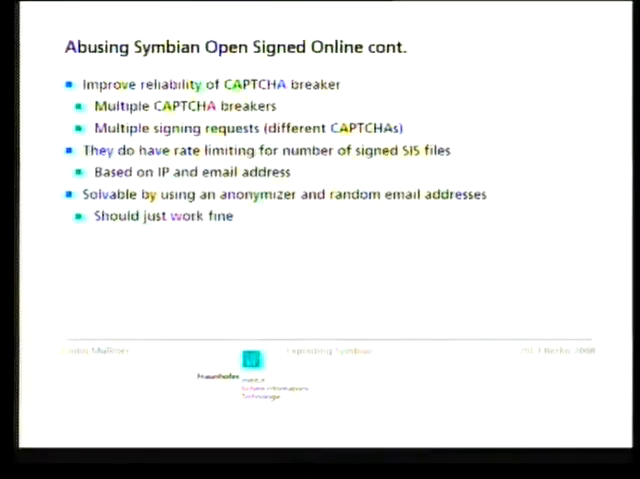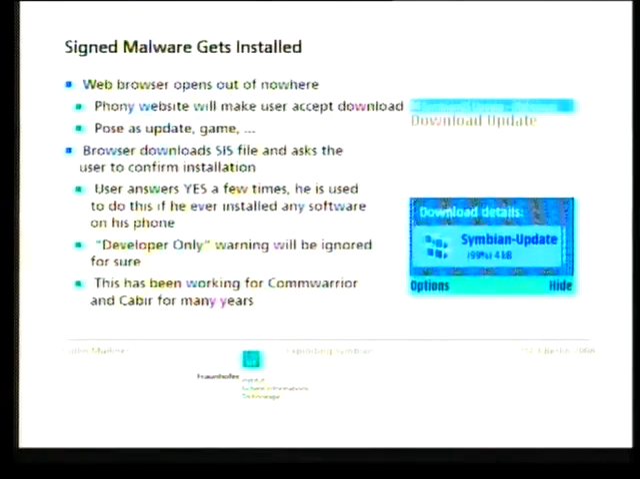So of course, yeah, the captcha breaker is not too good. So you can just go and use multiple captcha breaking libraries or services, or just do multiple requests. Symbian has some rate limiting, I think by IP and email address, but that shouldn't be a problem, I guess. And then after the malware is signed, the web browser will just download the sys file, and after that will just prompt the user, do you want to install it?